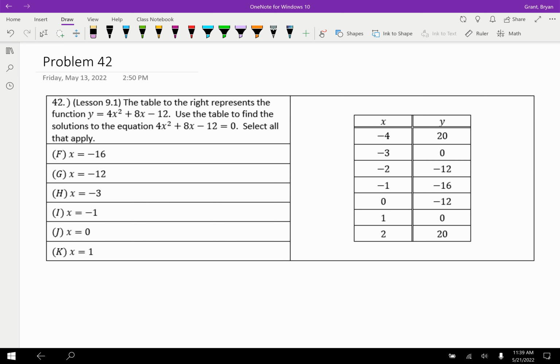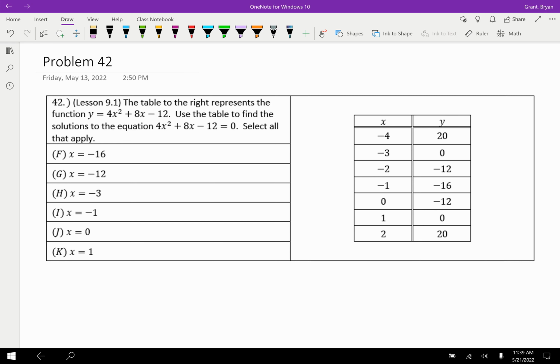So here's the problem. The table to the right, we can see the table, represents the function y equals 4x squared plus 8x minus 12. Use the table to find the solutions to the equation 4x squared plus 8x minus 12.